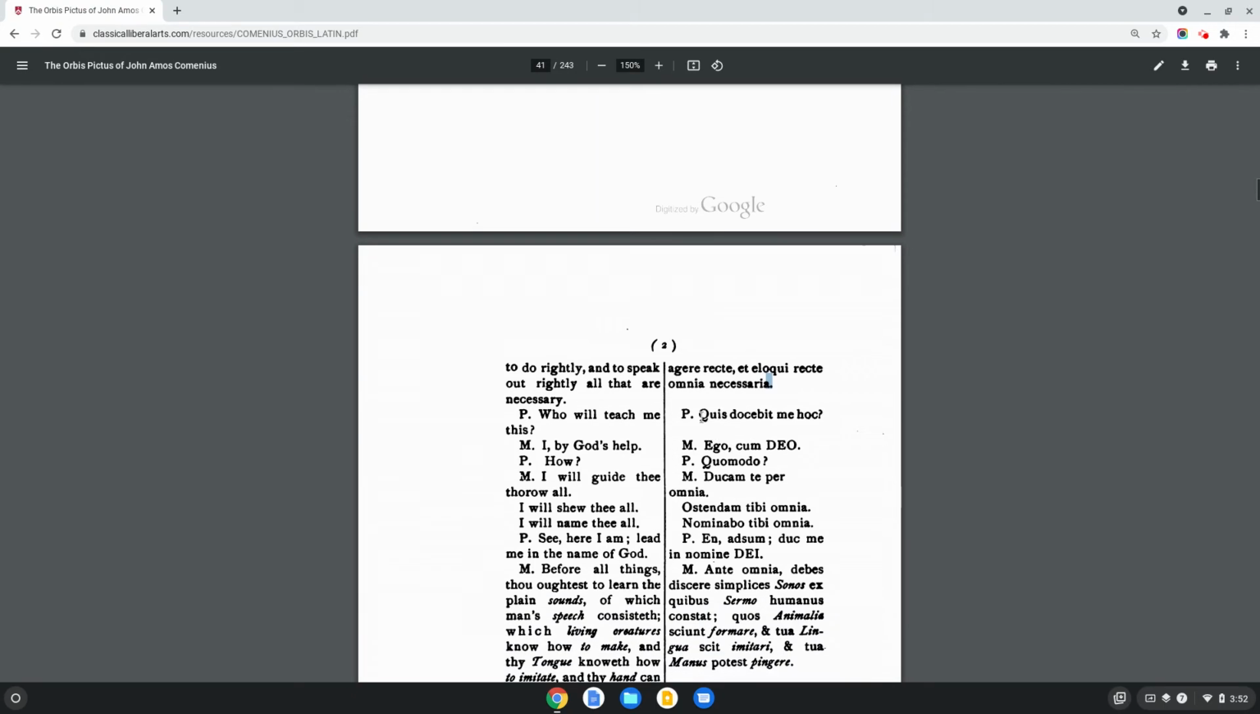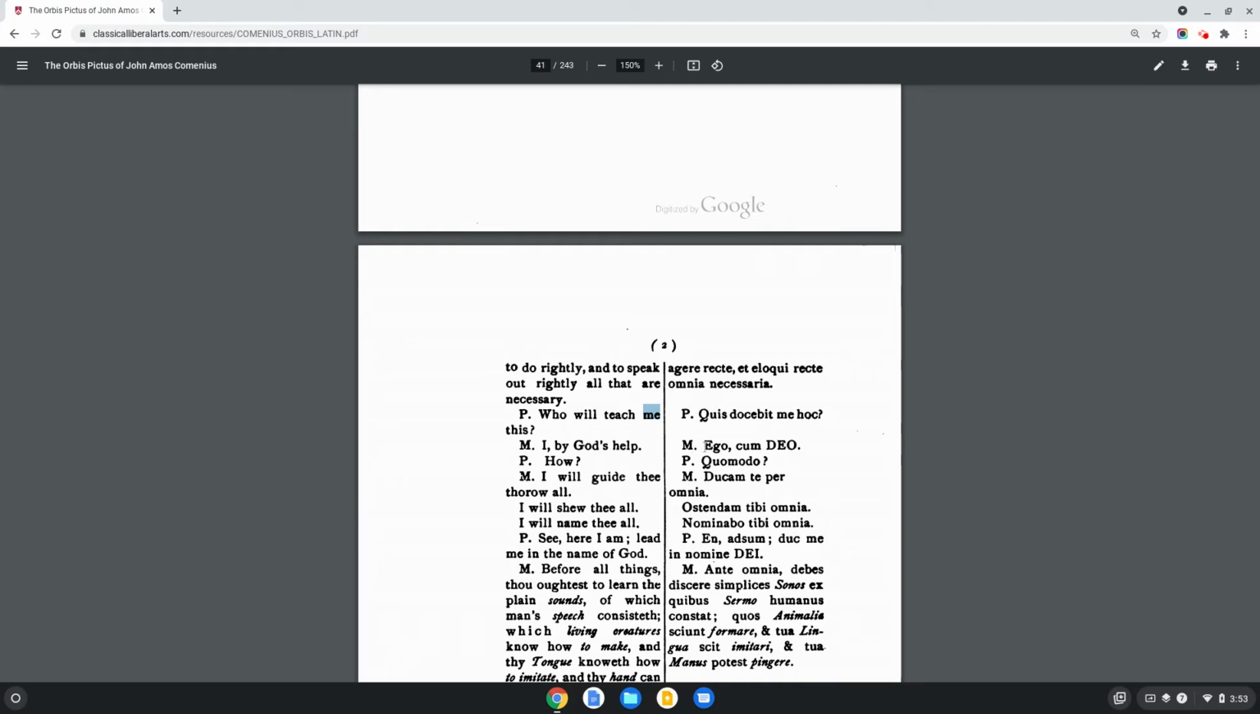The boy asks another question. Here we see P for puer, and he asks, quis docebit me hoc? The Latin word quis means who. Docebit means will teach. Quis docebit? Who will teach? The Latin word me is translated into English as me, and hoc means this. Quis docebit me hoc? Who will teach me this?